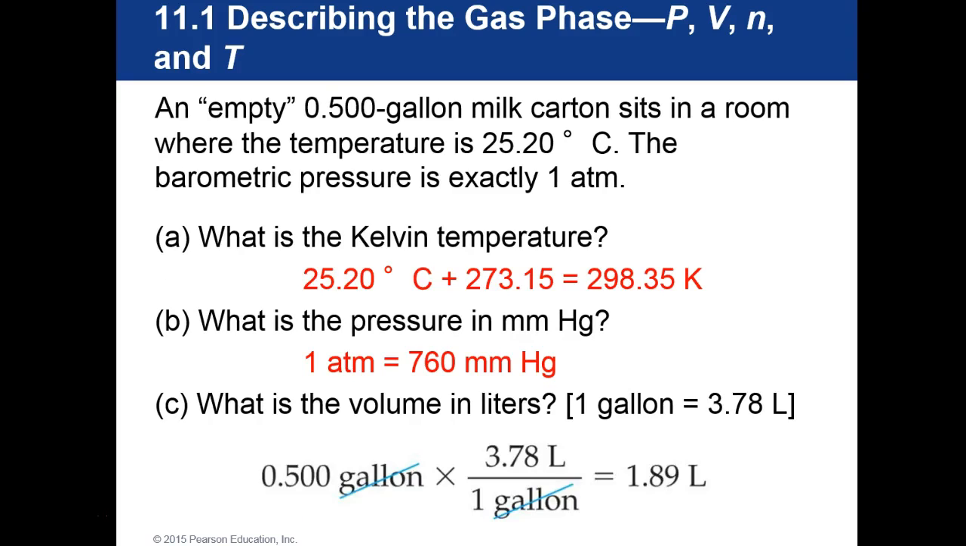Okay, the temperature in Kelvin is 25.2 degrees Celsius plus 273.15. That gives us 298.35 Kelvin. What is the pressure? Well, we told you it was 1 atmosphere, and 1 atmosphere is 760 millimeters of mercury. Now to figure out the volume in liters, remember it has to be in liters. So a half a gallon times 3.78 liters per gallon, and gallons cancel out, gives us 1.89 liters.